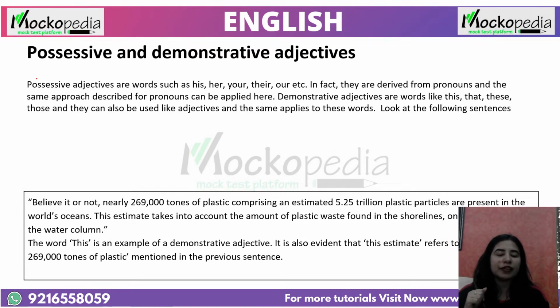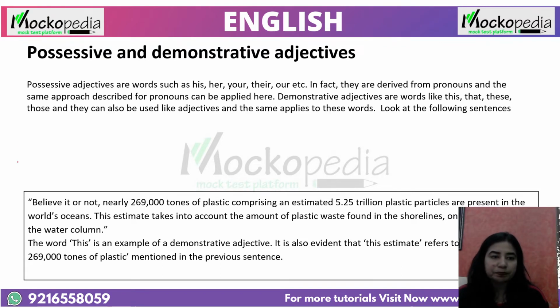Now, come to possessive and demonstrative adjectives. Possessive adjectives are those that show belongingness, and demonstrative adjectives are words like this, that, these, those, which are used to point out, right? So we have already talked about this clue when we were taking into consideration the example of plastic. So this example is again present, you will be able to understand it better.